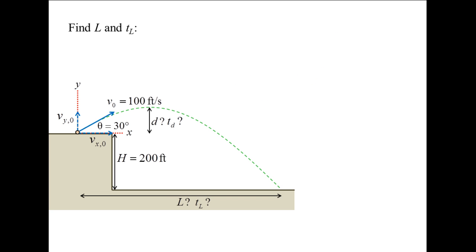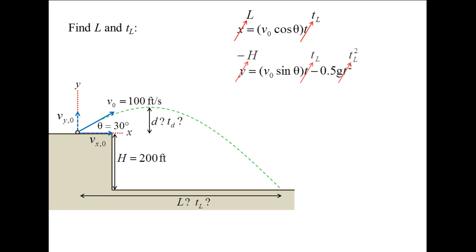In order to calculate L and TL, we start with the equation describing the x-coordinate of the ball. When the ball travels a horizontal distance L, the time will be TL. We have one equation and two unknowns, L and TL. We also know that the ball will have fallen a vertical distance -h at time TL. Now we have two equations, two unknowns, and can solve for L and TL. The ball will travel 468 feet horizontally in 5.40 seconds before striking the ground.